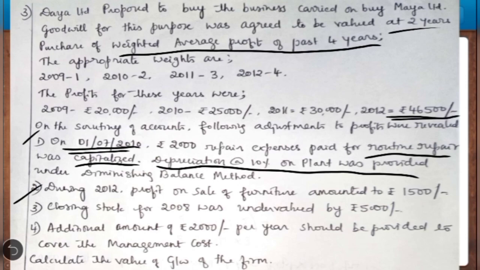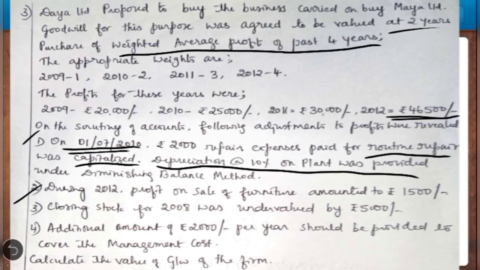Profit on sale of furniture amounted to 1500. While discussing the theory itself, I have told that if there is a profit or loss on the sale of a fixed asset, it cannot be taken to the profit and loss account because it is non-operating and non-recurring in nature. So in the year 2012, there was a profit on sale of furniture which was credited to the profit and loss account, because of which the profit of 2012 was increased.